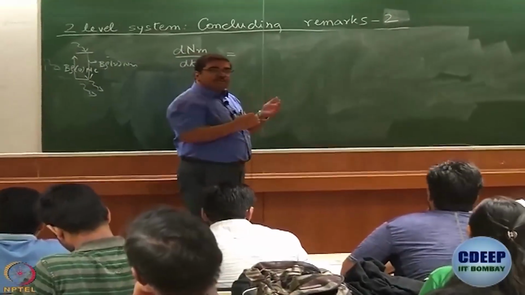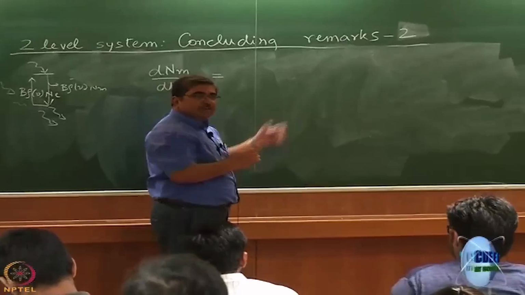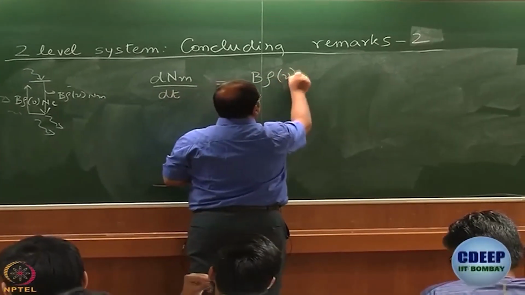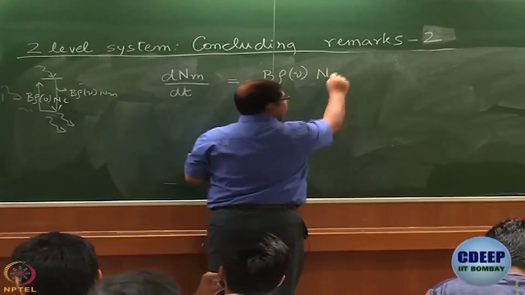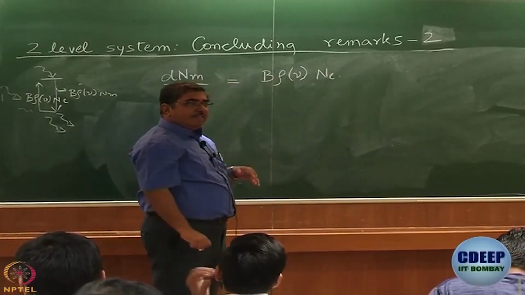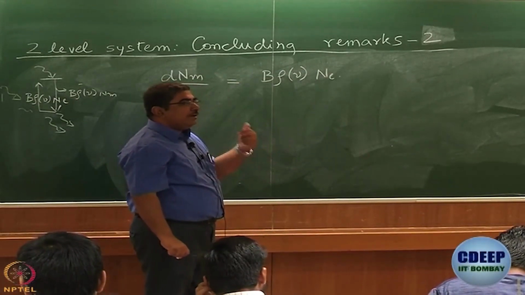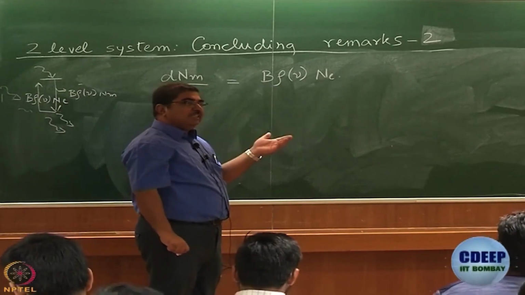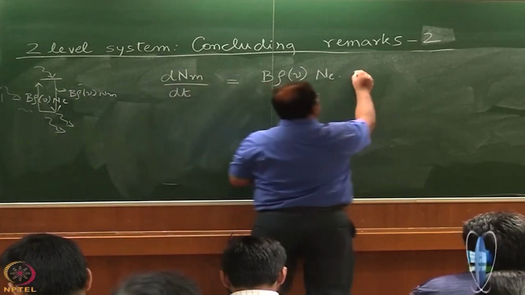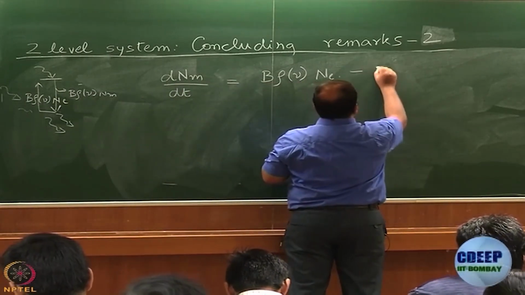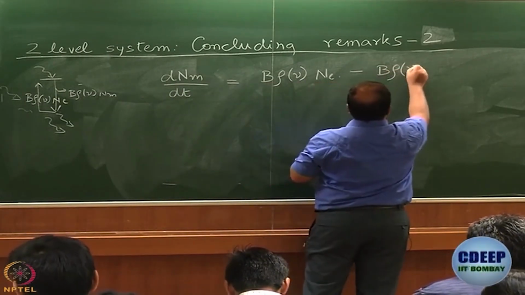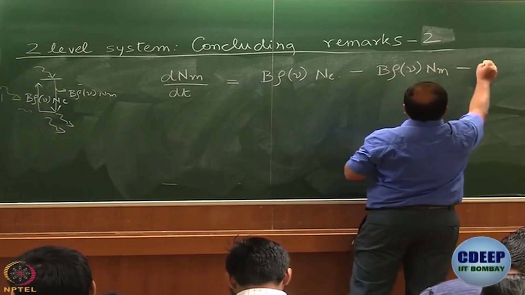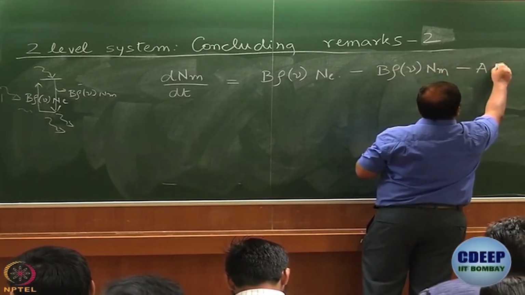That is equal to what? It gets populated by absorption, right? So the first term I can write is B rho nu NL, okay? And it gets depopulated by, first of all, stimulated emission and then your spontaneous emission, right? Let me write the terms for that. For stimulated emission, the term is minus B rho nu Nm, minus A Nm.